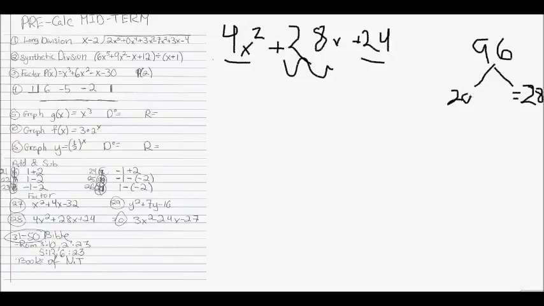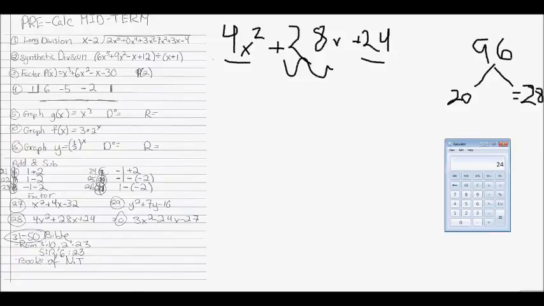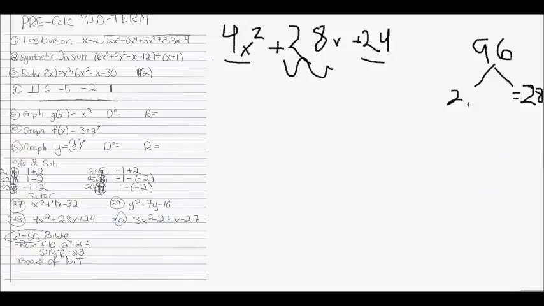And the factors would be 24 and 4. Let me verify. 24 times 4 gives us 96, and 24 plus 4 gives us positive 28, which is over here. So now we rewrite this.